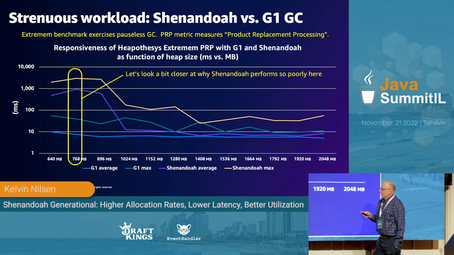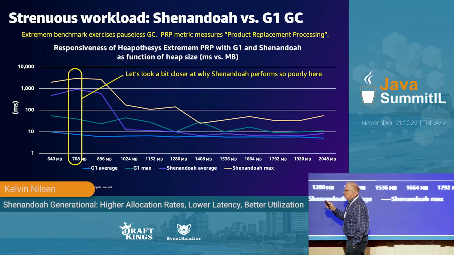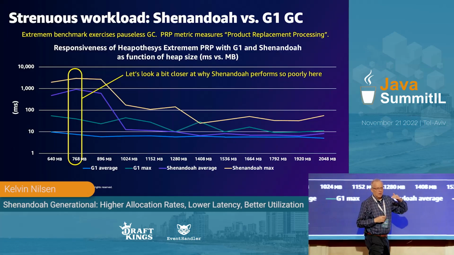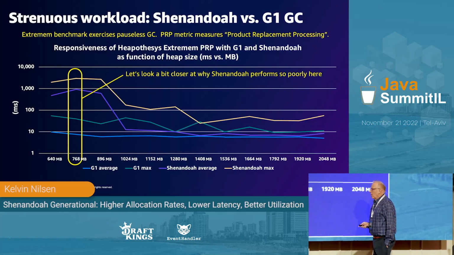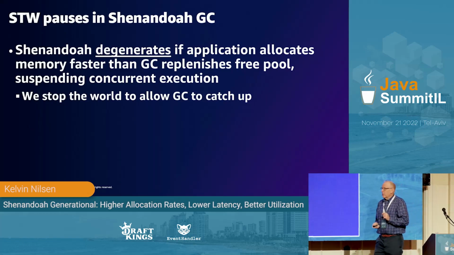I'm going to zoom in here. We're going to look at the 768 megabyte heap size. This is where memory utilization gets higher. This is where it's worst. We're going to look at why it's behaving poorly. But first, I need to explain a little bit about how Shenandoah works.